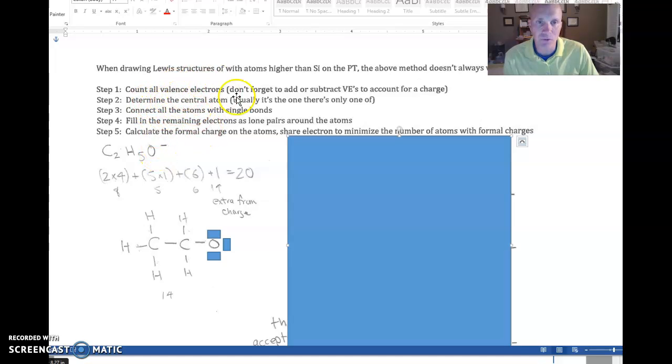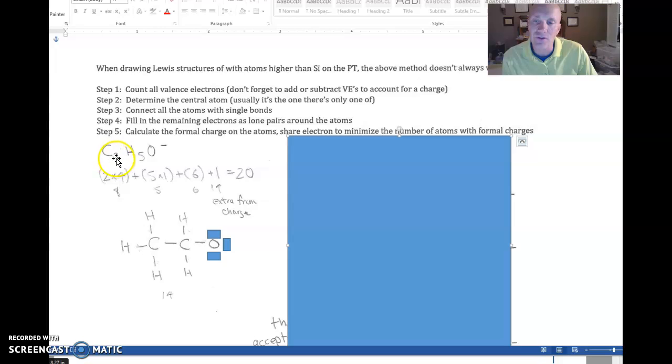For certain molecules, this is the way that you're just going to have to go about doing these Lewis structures. Okay, so first of all, count all of the valence electrons that are in the structure. And I mentioned, don't forget to add or subtract valence electrons to account for the charge. So first of all, we're going to take this particular formula, C2H5O, with a negative charge.